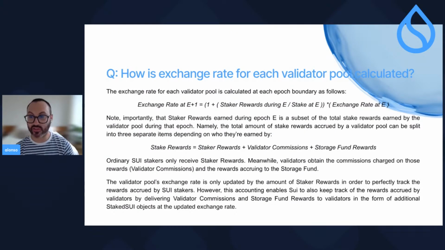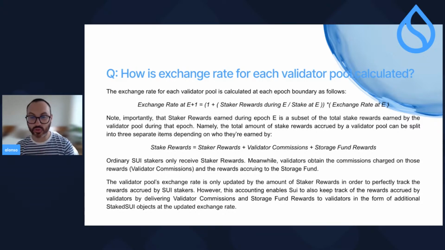So how is the exchange rate for each validator pool calculated? Let's go a little bit deeper into the meat of this. The exchange rate is basically just the previous exchange rate times the relative change of stake rewards in the validator pool. If a validator pool has 100 Sui in it, and the staking pool makes 5 Sui in rewards throughout that epoch, then the exchange rate should be updated by that relative proportion. You would multiply the previous epoch's exchange rate times 1.05, where that 0.05 comes from dividing the 5 obtained as stake rewards by the original stake in that staking pool of 100.